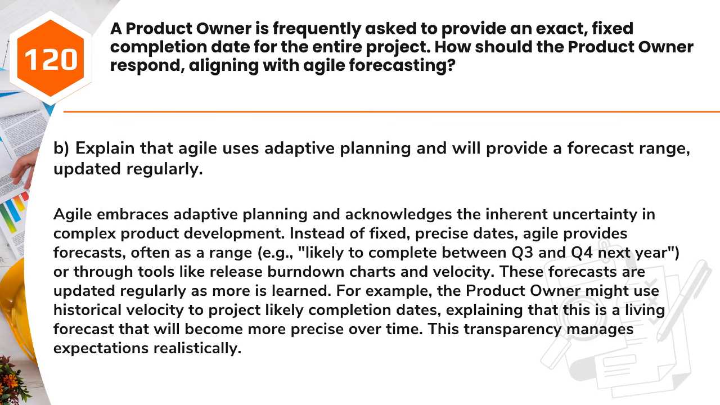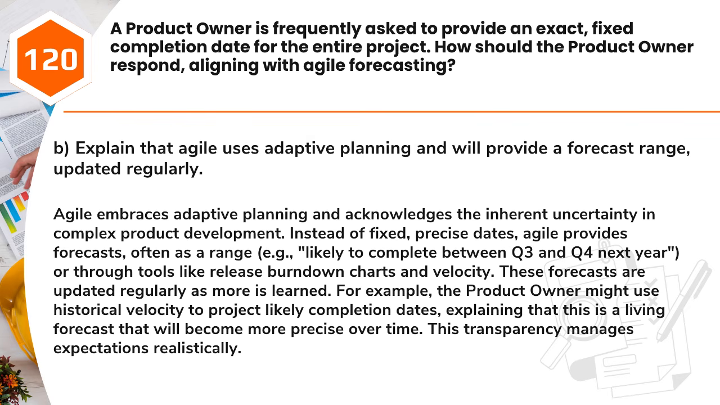Answer: B. Explain that Agile uses adaptive planning and will provide a forecast range, updated regularly. Agile embraces adaptive planning and acknowledges the inherent uncertainty in complex product development. Instead of fixed, precise dates, Agile provides forecasts, often as a range, e.g., likely to complete between Q3 and Q4 next year, or through tools like release burndown charts and velocity. These forecasts are updated regularly as more is learned.